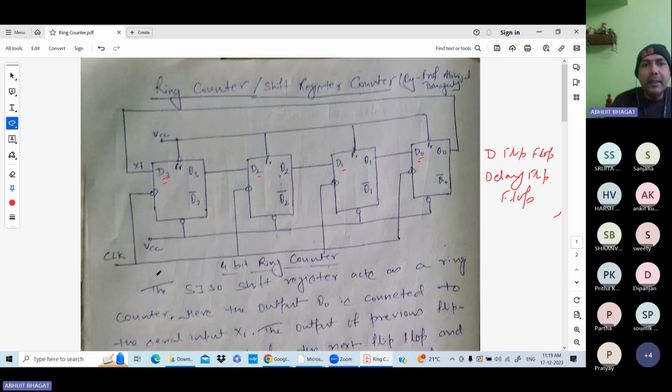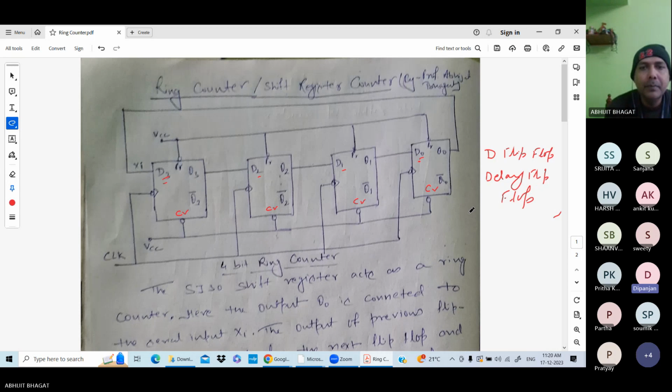Okay. Next there are the preset and clear terminals. This is the clear terminal. What is the use of preset and clear? We already discussed it in the previous classes. Anyone? Dipanjan, what is the use of preset and clear?